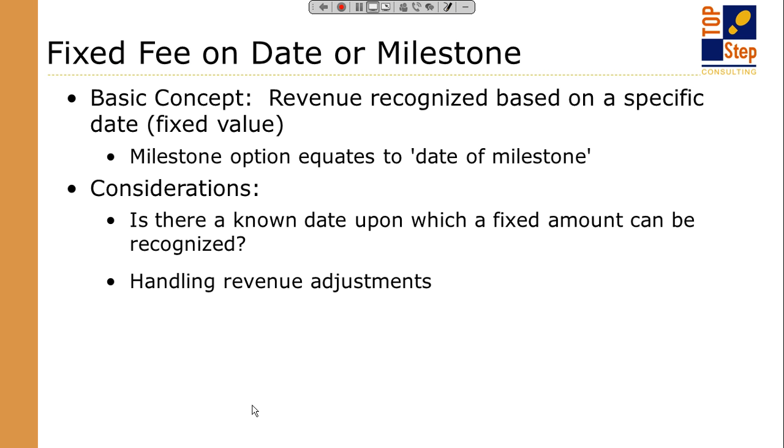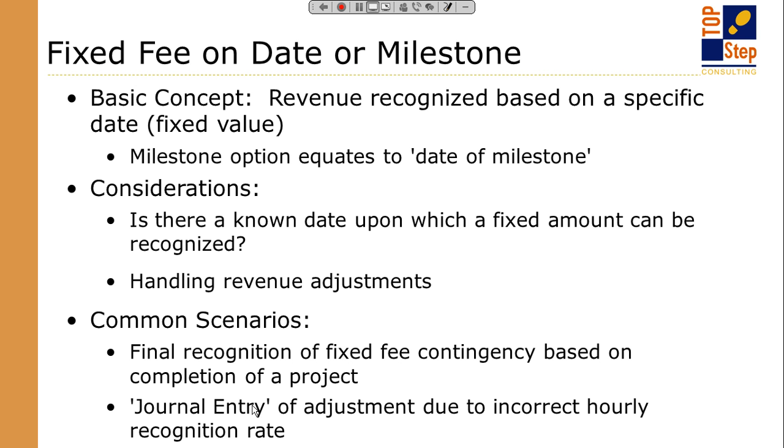So this is really a date-based rule, and the date-based rule would be used if you have a known date on when you can recognize the amount of money, or if you're doing some kind of revenue adjustments. When I see the need for this rule, it's usually needed if you need to recognize maybe a contingency amount of money at the very end of the project because you're holding it back on a fixed fee project, in case you need to recognize revenue after the project's done as a contingency if you go over budget at all, so you don't have to take any kind of revenue reversals along the way.